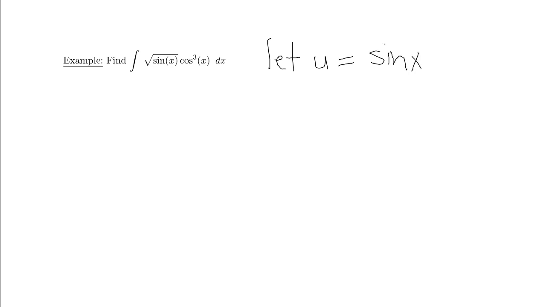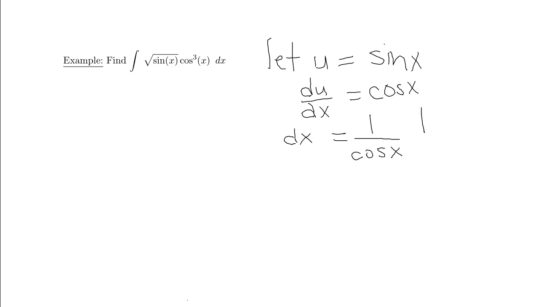Okay, so then my du by dx, which is the next thing that I want to find, is my derivative of sine x, which is cosine of x. Okay, now I want to solve for dx. And so, moving stuff around, I get that dx is equal to 1 over cosine of x du.